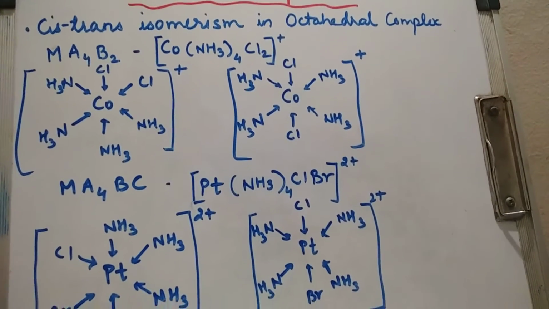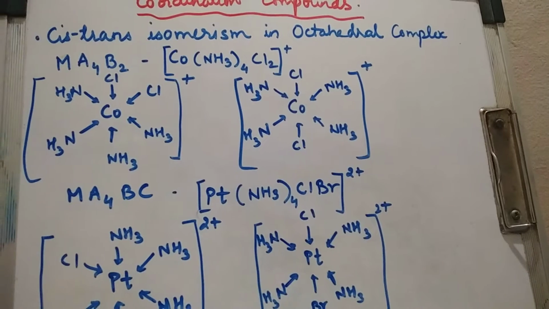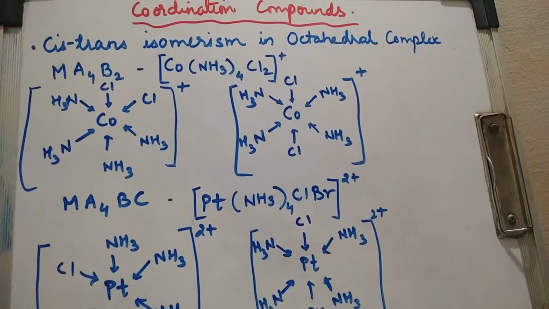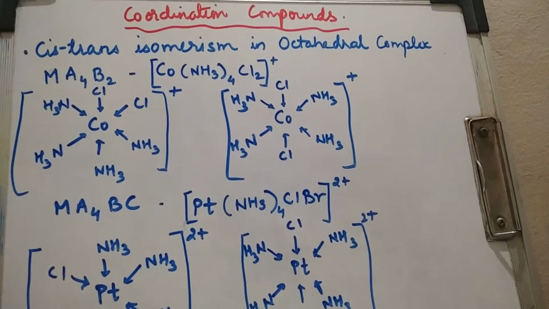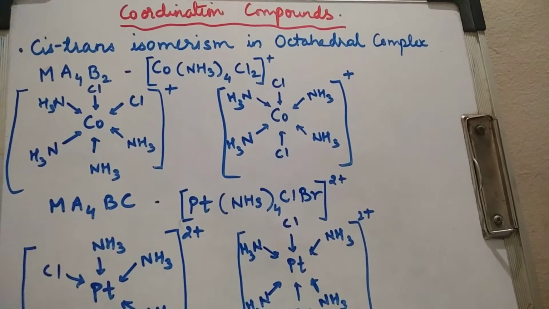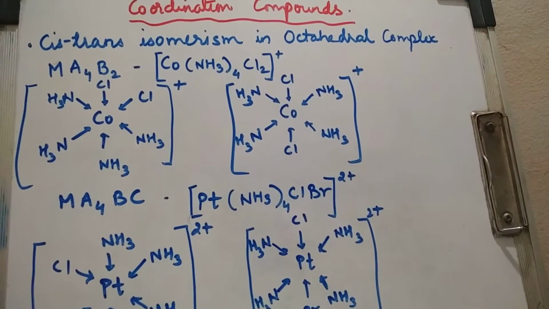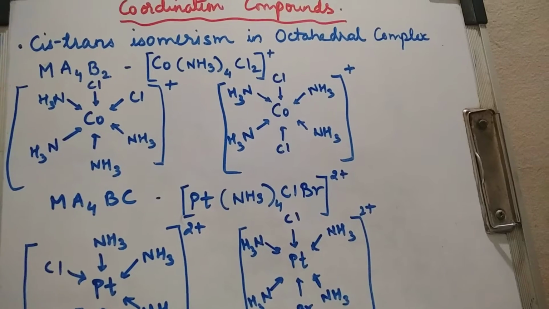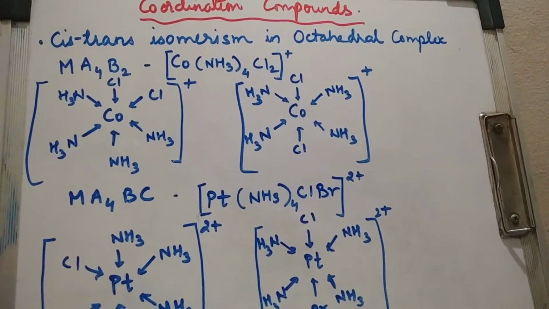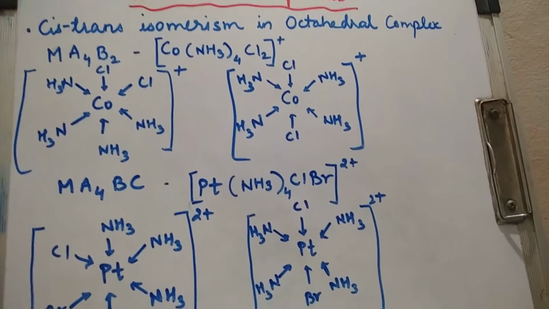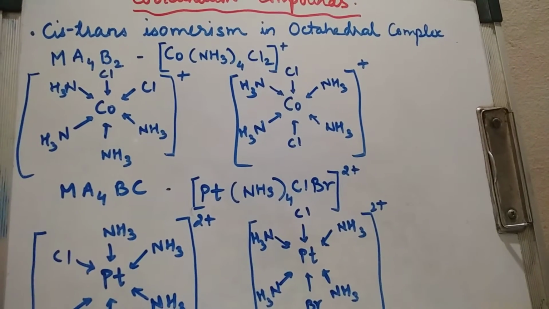Now, how does an octahedral complex form? In the square planar form, 4 ligands come in the plane, and 1 ligand is above the plane and 1 ligand below the plane. That forms an octahedral type of complex or octahedral geometry.